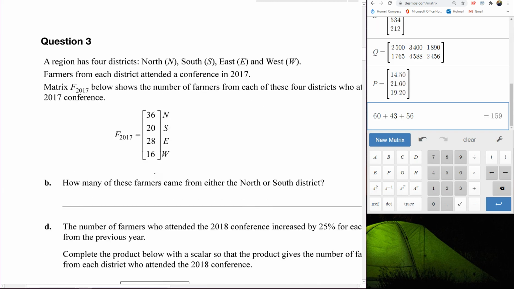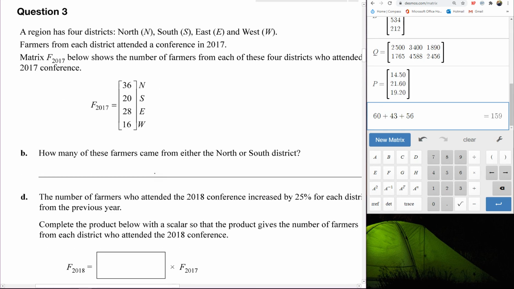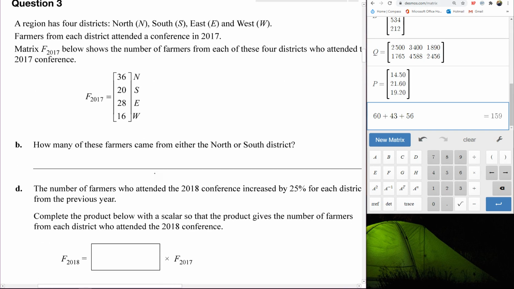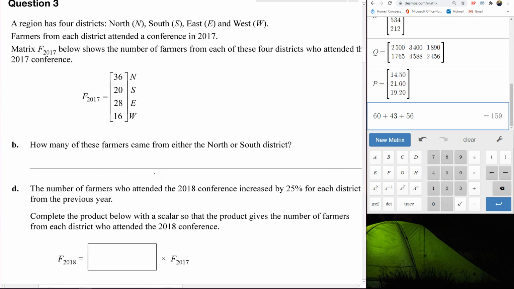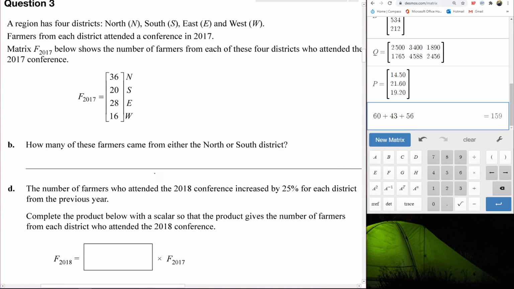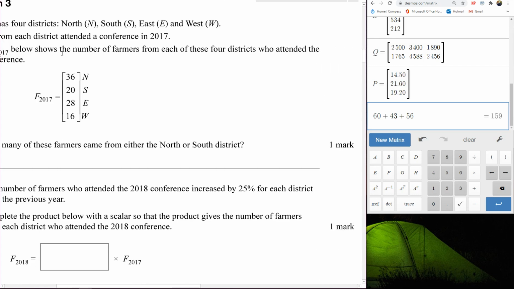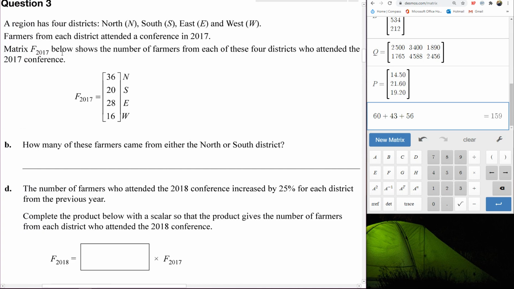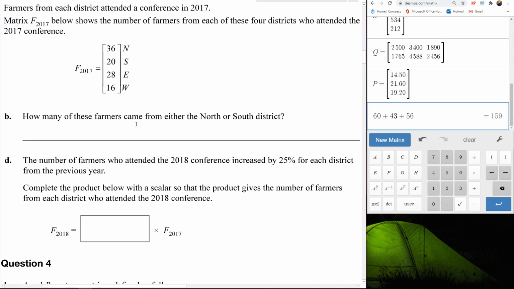Question 3. All right, here, a region has 4 districts, north, south, east, west. Similar question to question 1, I believe, or 2. Farmers from each district attend a conference in 2017. So there are farmers that attend some sort of conference from each district. Matrix F 2017 below shows the number of farmers from each of these 4 districts who attend the conference. How many of these farmers came from either the north or the south district?